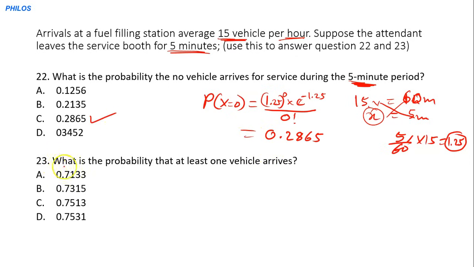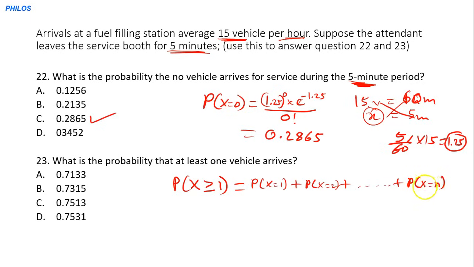Question 23 says, what is the probability that at least one vehicle arrives? Now, probability of at least one means the probability that x is greater than or equal to 1. When we say greater than or equal to 1, it means the probability that x is exactly 1, or the probability that x is exactly 2, or up to plus the probability that x is exactly n. But we don't know the last term.